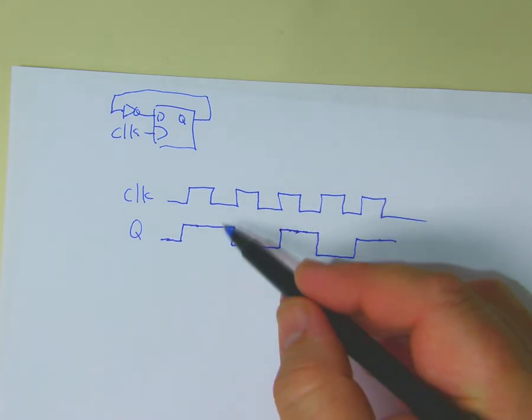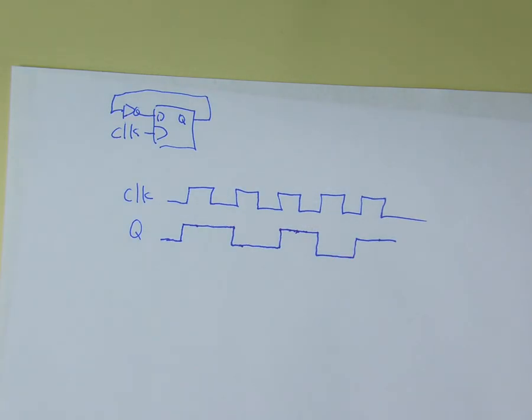Now, what's the relationship between clock and Q? Yeah, that's exactly it. It just basically slowed it down. It looks like a clock or a count, just a slower one. Right? And it takes basically twice as long for that period.